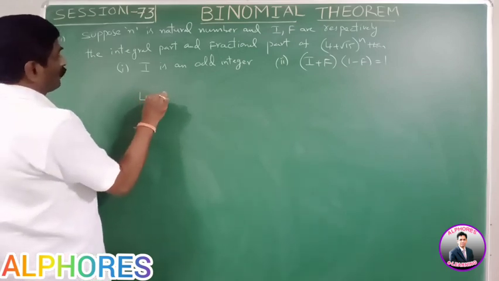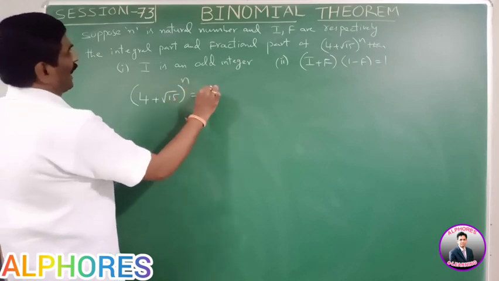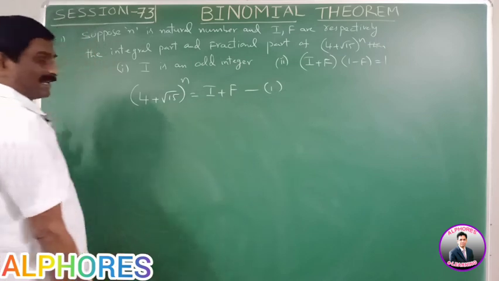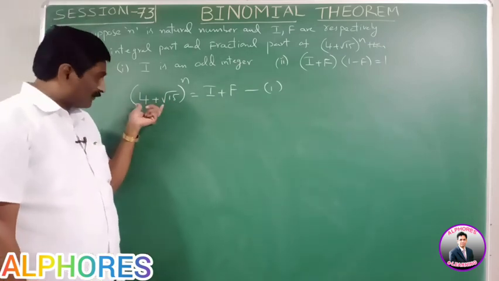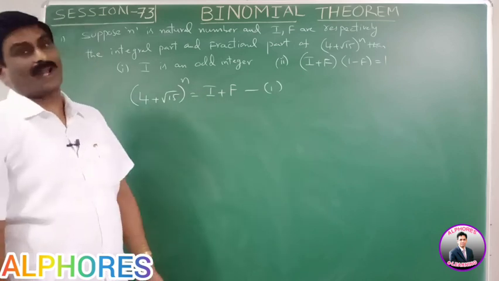From the given, 4 plus root 15 whole power n is equal to I plus f. I is the integer and f is the fraction. Here root 15 means some decimal value. Definitely f lies in between 0 and 1. I is an integer and f is the fractional part.